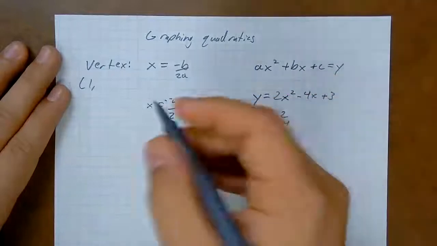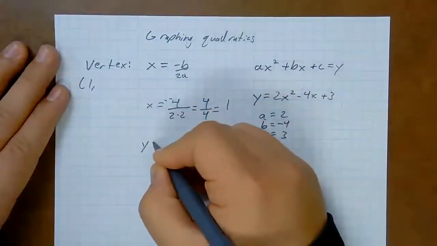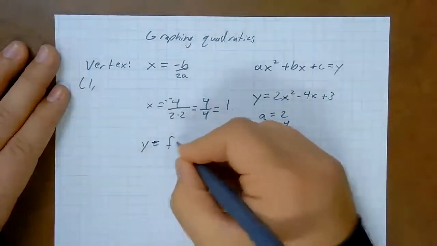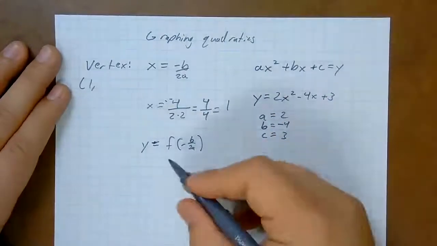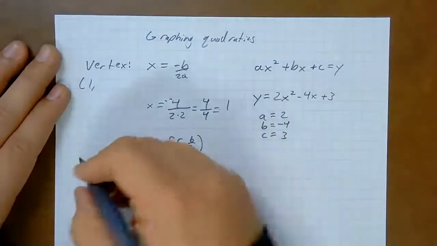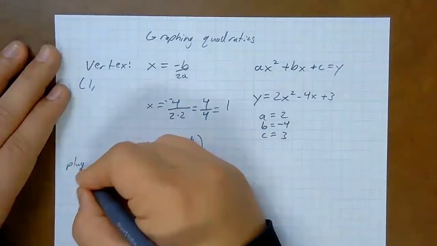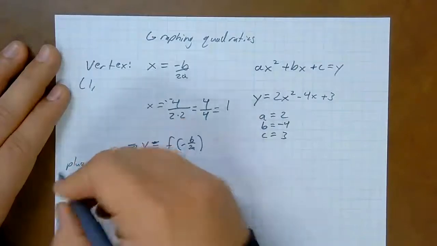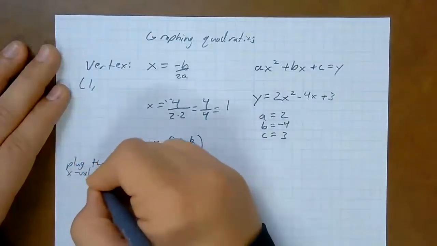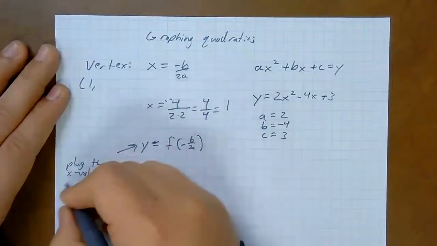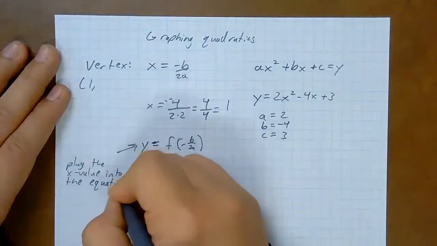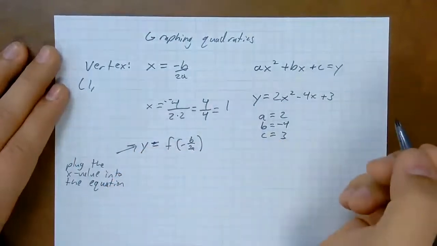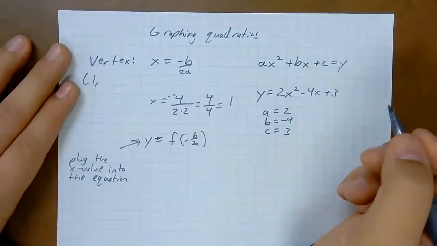Okay, the y value equals f of negative b over 2a. All this means is plug the x value into the equation.